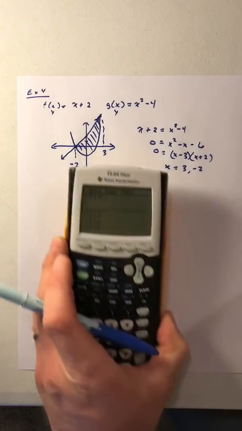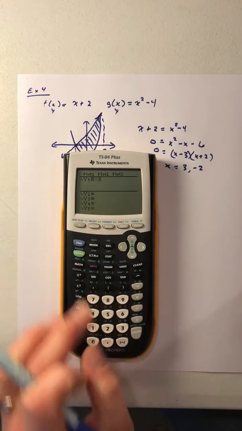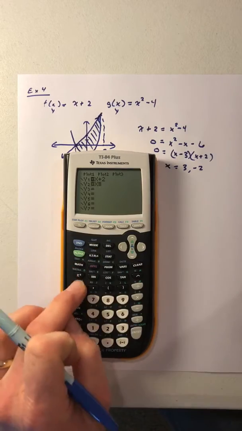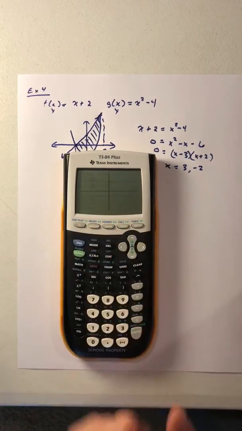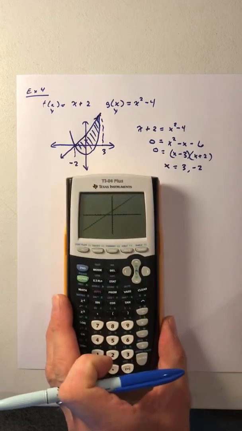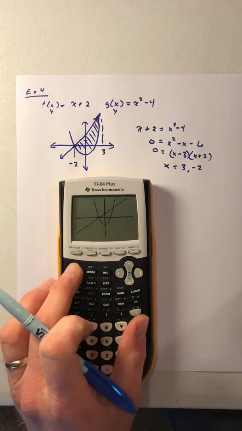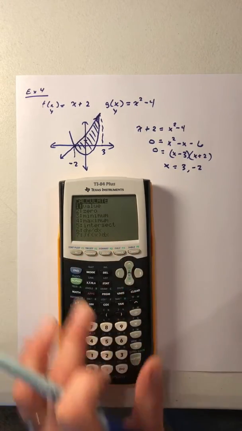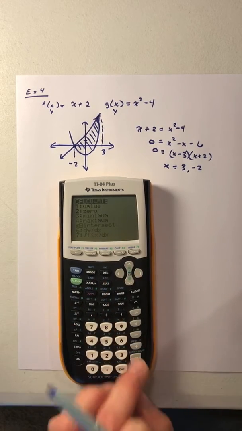In your calculator, if we go to our y equals, we can type this equation in, x plus 2. Our y2 is x squared minus 4. Again, if we graph that, we should see very similar to what we have by hand. And then we can find that point of intersection. To find that point of intersection, we hit calculate, second calc, our intersection, number 5.